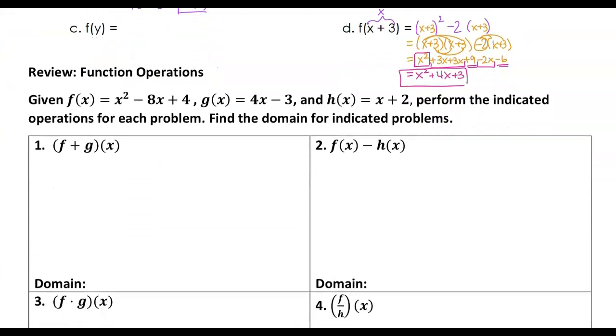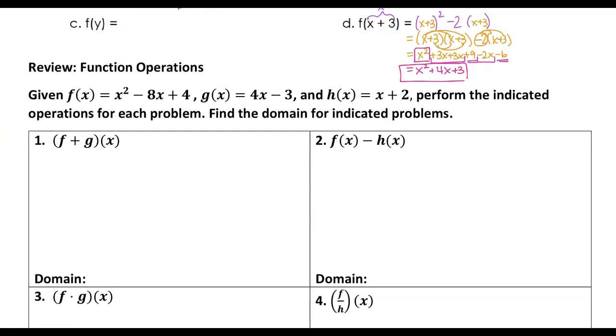Okay, the next section says review function operations. So given the three functions, f of x, g of x, and h of x, perform the indicated operation for each problem and then find the domain. So guys, there's also a separate note here. I'm highlighting it in green. Find the domain. We talked about how to find domain restrictions, so that's what you're going to need to refer back to in case you forgot. So let's start by looking at the first example. It has f plus g of x.